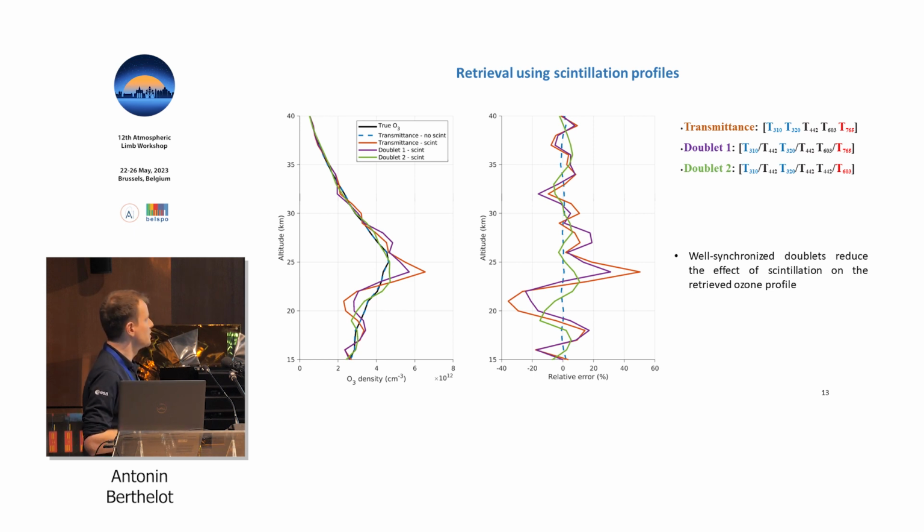And then I tried the 3 measurement vectors that I mentioned before. So you have transmittance and the first doublet, and you can see they don't perform very well, so they have quite strong oscillations around the true ozone value. And if you use this second doublet configuration, you're actually able to reduce the amplitude of these oscillations. Of course, the correlation between the scintillation factors at different wavelengths is not perfect, so you still have some remaining scintillation left.